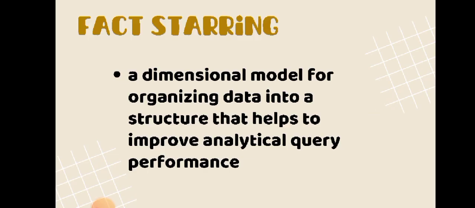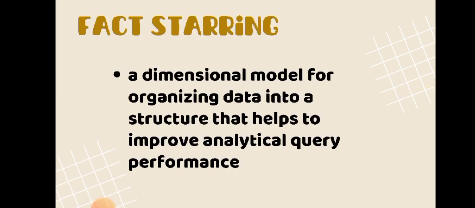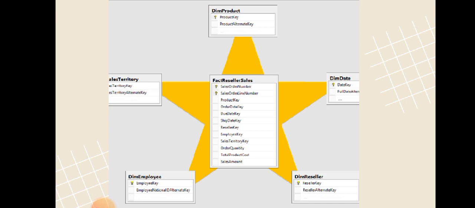So next is the fact starring, also called the fact star. It is a dimensional model for organizing data into a structure that helps to improve analytical query performance. Also, it is a diagram that places a key fact or concept in the center, surrounded by supporting details or facts. The central fact with supporting details radiates outward like the points of a star. So this is an example of a fact starring diagram or graph.